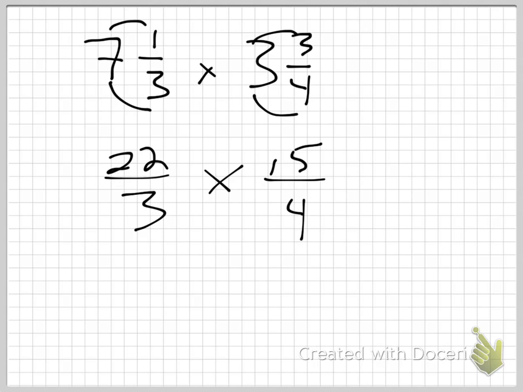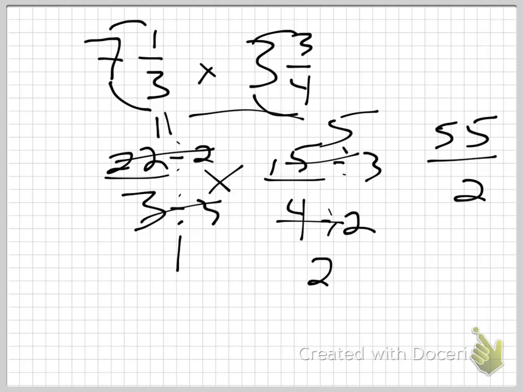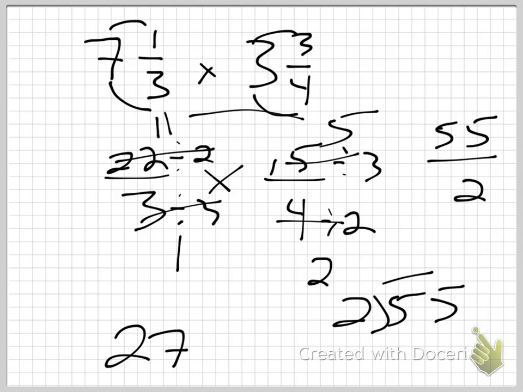Yes. We're multiplying still. Can I reduce anything? Yes, I can reduce lots here. 3 and 15: divide by 3, divide by 3. That's a 1, that's a 5. Divide by 2, divide by 2. This is a 2, and this is an 11. Can I reduce anything else? No. 11 times 5 is 55 over 2. 55 divided by 2 is 27, remainder 1, which is 27 and 1/2.